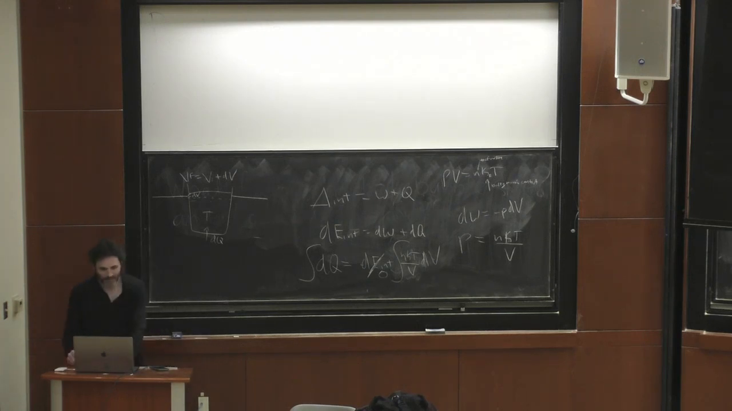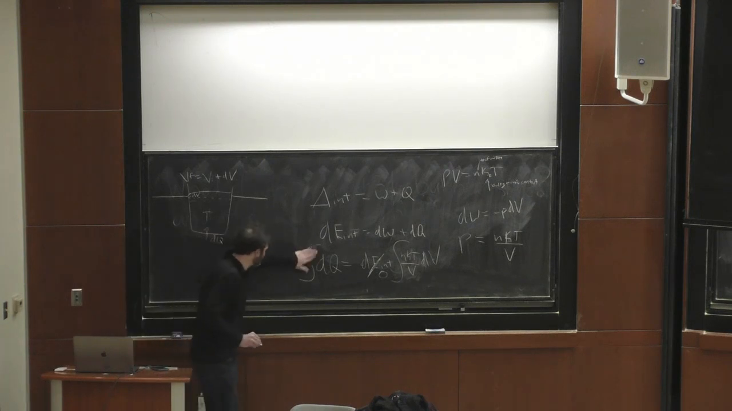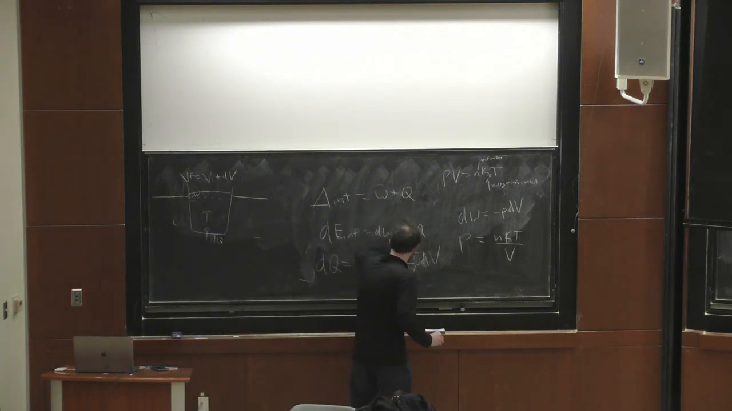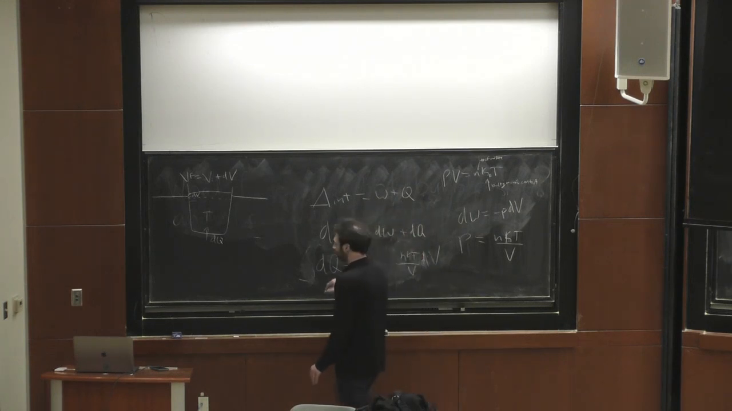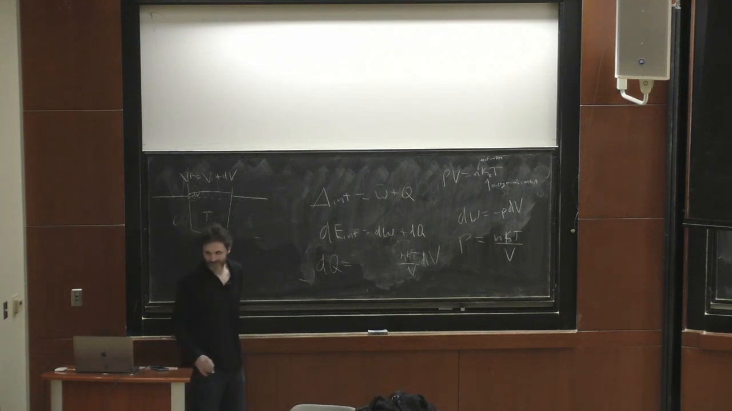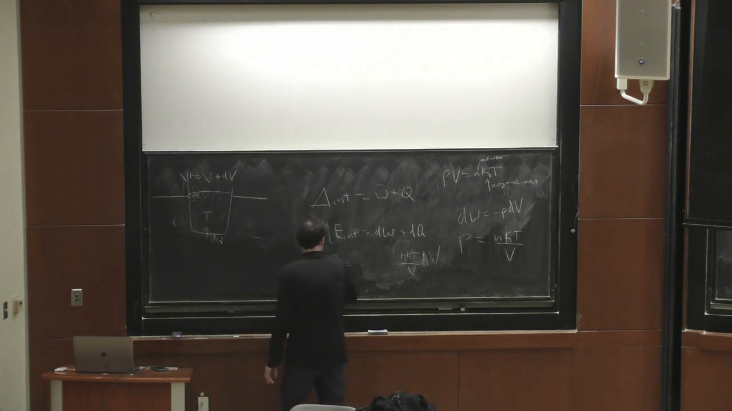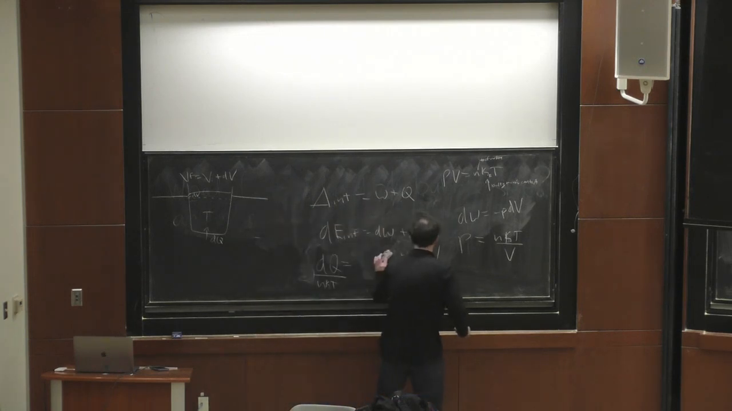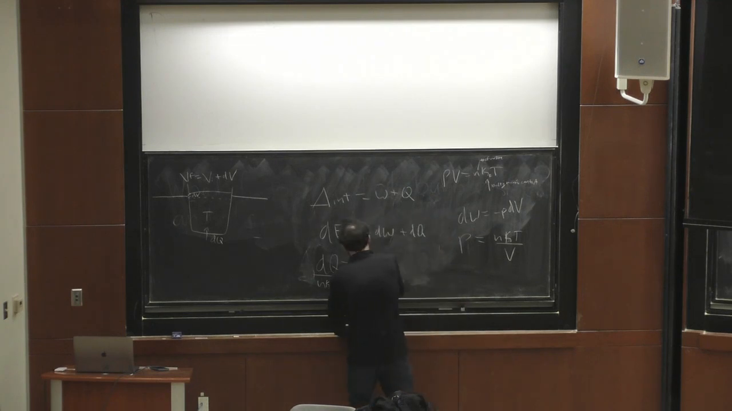So we have this expression. We're actually going to keep it in the form where it's still differential volume. I'm not going to integrate it just yet. So that dE internal dropped out, that was 0. So it's just equal to nkT. And then we can bring this over to the other side, and we have dQ over nk_BT equal to dV over V.